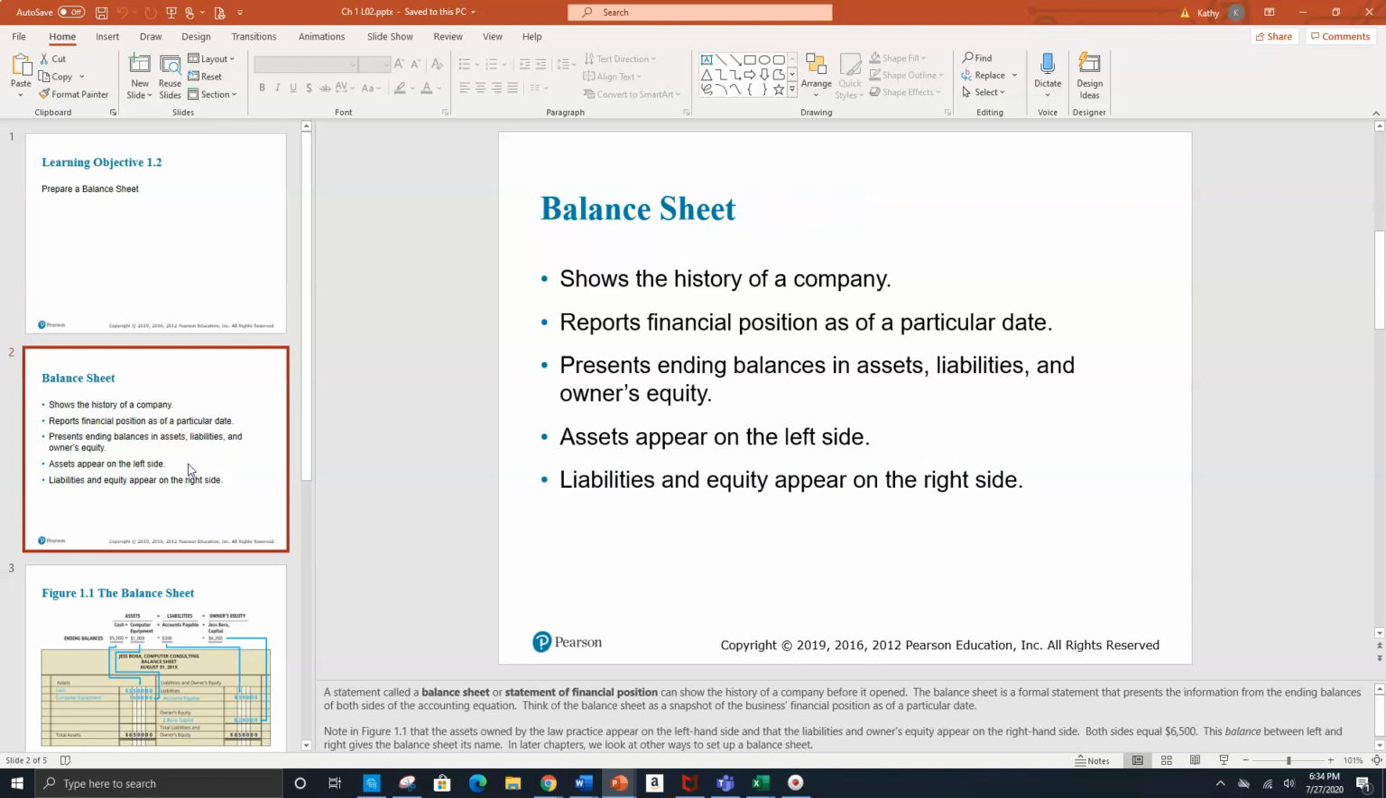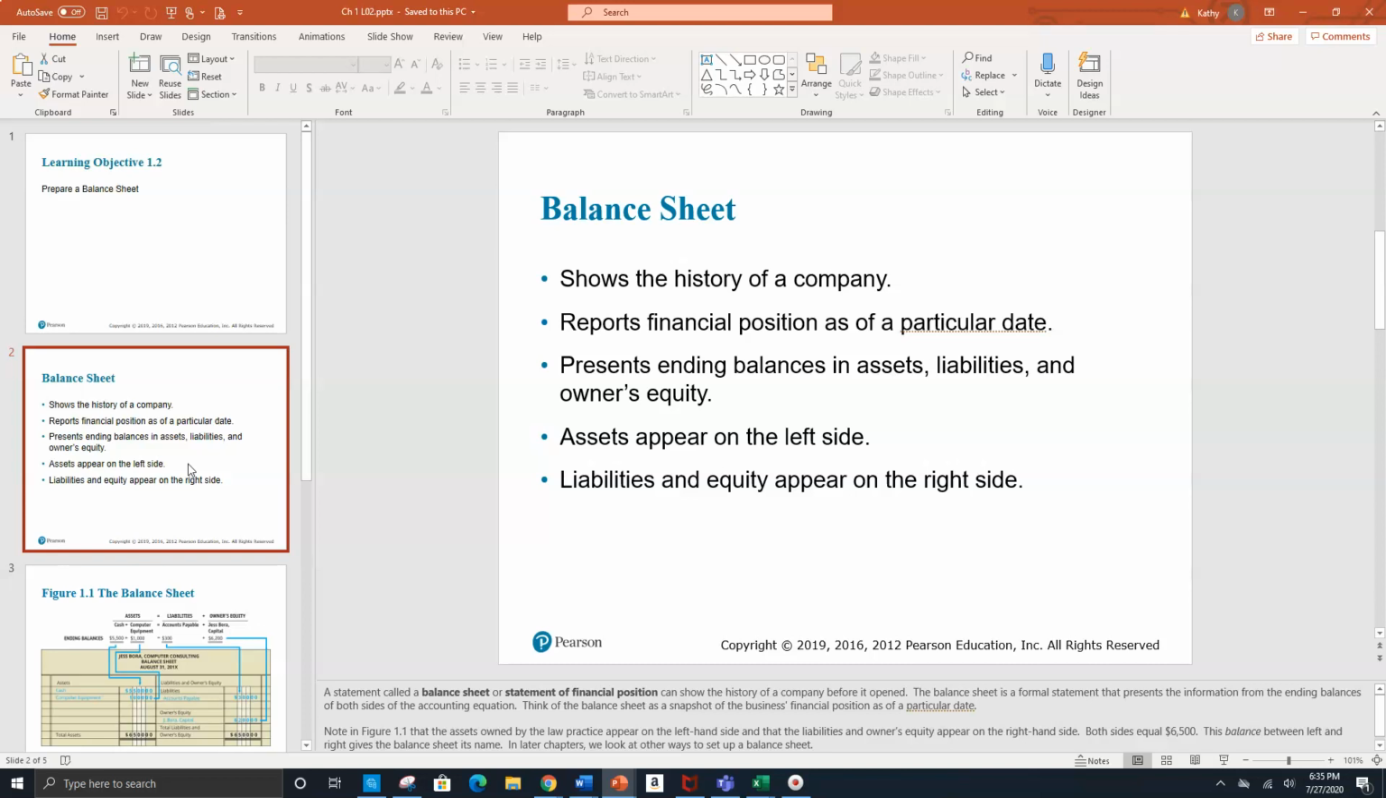A balance sheet reports the financial position of a company as of a particular date. That's very important. So as of a particular date. For this particular statement, you're not going to say for the period ended December 31st. You're just going to put December 31st, 2000, because the balance sheet is as of a particular point in time.